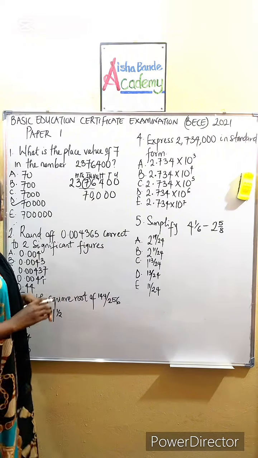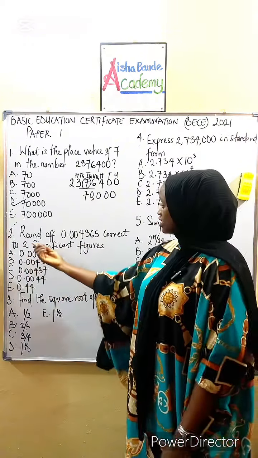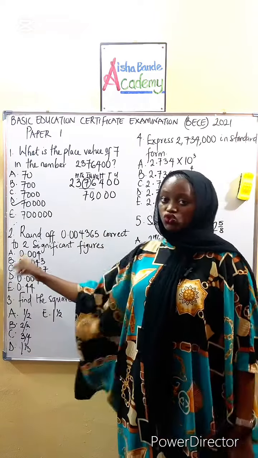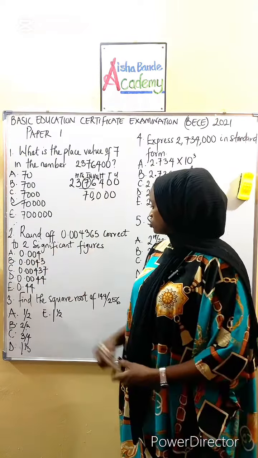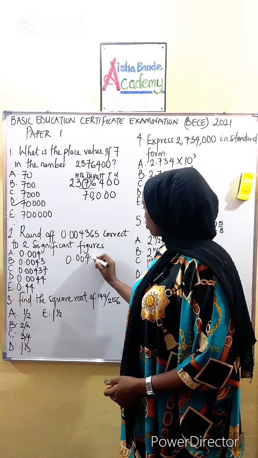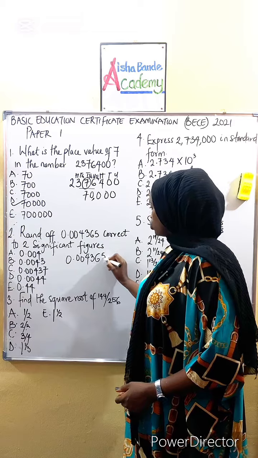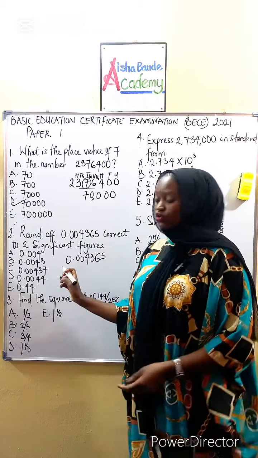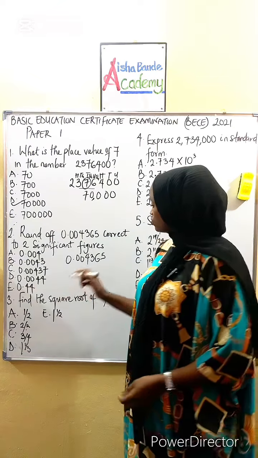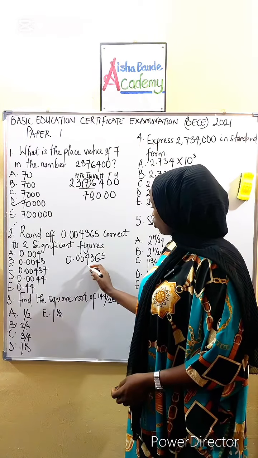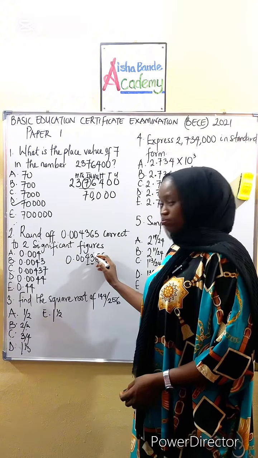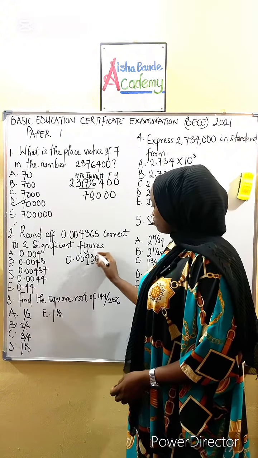Okay, so moving on, question 2 says, round off 0.004365 correct to two significant figures. So let's solve this. This is 0.004365. To two significant figures, we start counting from the non-zero numbers, which start from 4. So here we have 1, 2. So we're going to stop at the figure 3. The number after 3 is 6.